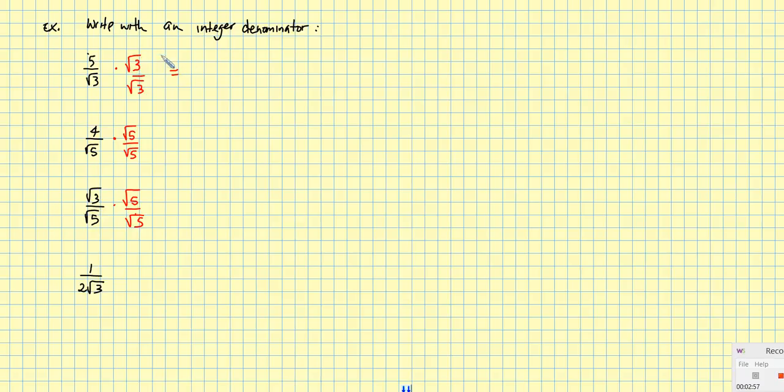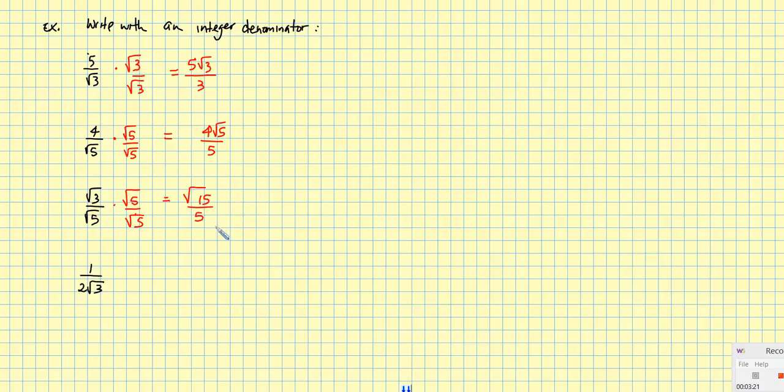So let's just very quickly do the first one. That would give us 5 times root 3 is 5 root 3 over 3, which can't be simplified any further. 3 and 5 don't go into each other. And then I would have 4 root 5 over 5, which also does not simplify to anything else. And then I would have root 15 over 5, which also does not simplify to anything else.